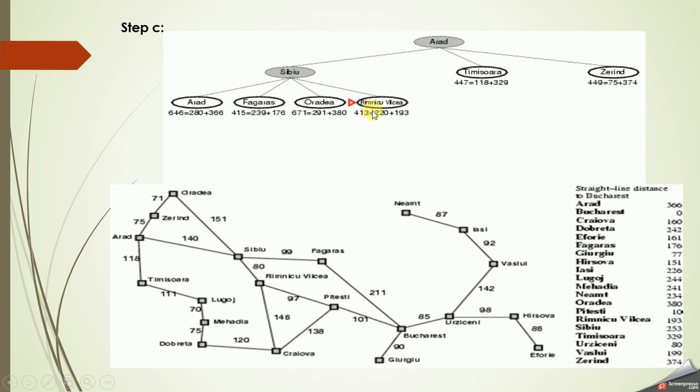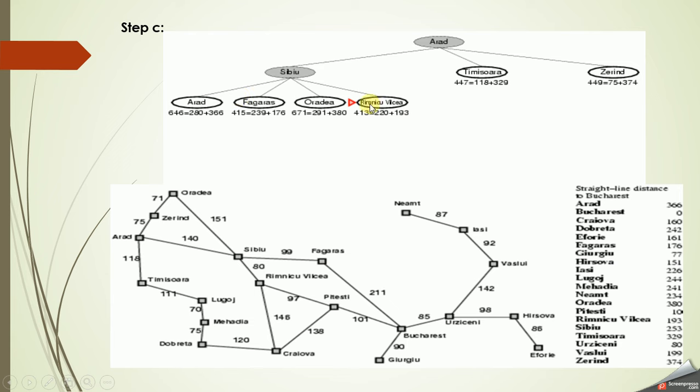And next, the last one, Rimnicu Vilcea, its cost is 80 plus 140. It is 220, plus h of n's value, which is 193. So g of n plus h of n, we have got 413. So out of these four, the one having the minimum is 413.